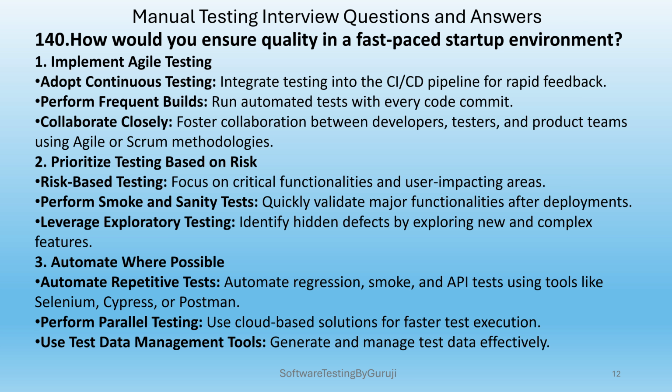First, implement agile testing. Adopt continuous testing: integrate testing into the CI/CD pipeline for rapid feedback. Perform frequent builds: run automated tests with every code commit. Collaborate closely: foster collaboration between developers, testers, and product teams using agile or scrum methodologies.